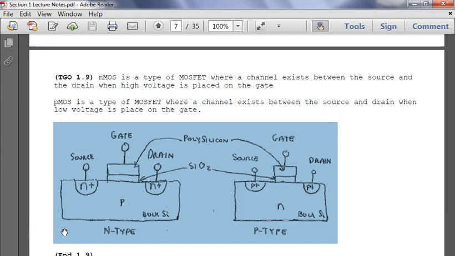So let me read the word-for-word NMOS and PMOS definitions for you. NMOS is a type of MOSFET where a channel exists between the source and the drain when a high voltage is placed on the gate. And PMOS is a type of MOSFET where a channel exists between the source and the drain when a low voltage is placed on the gate.